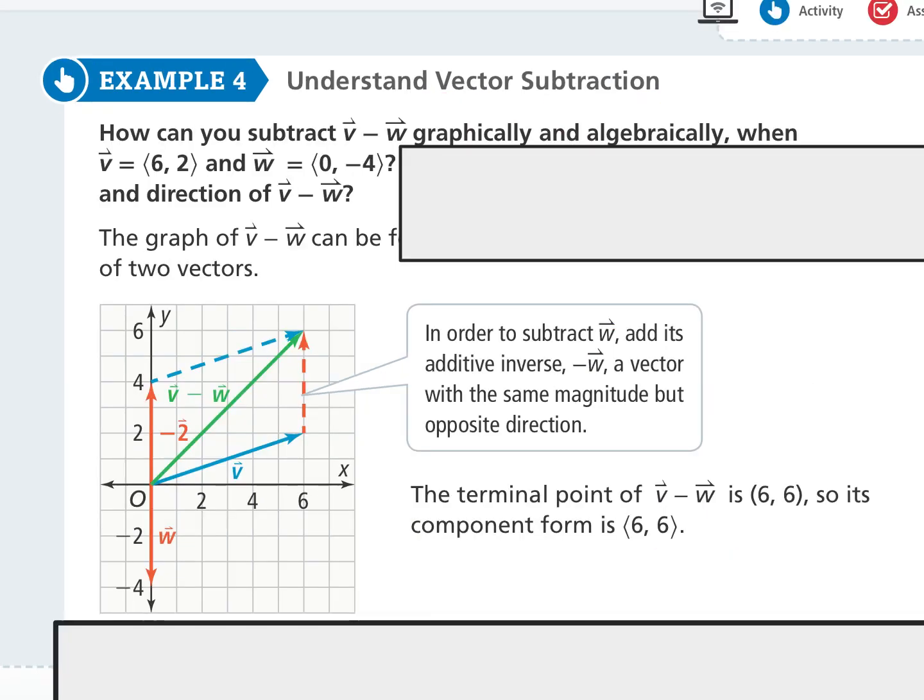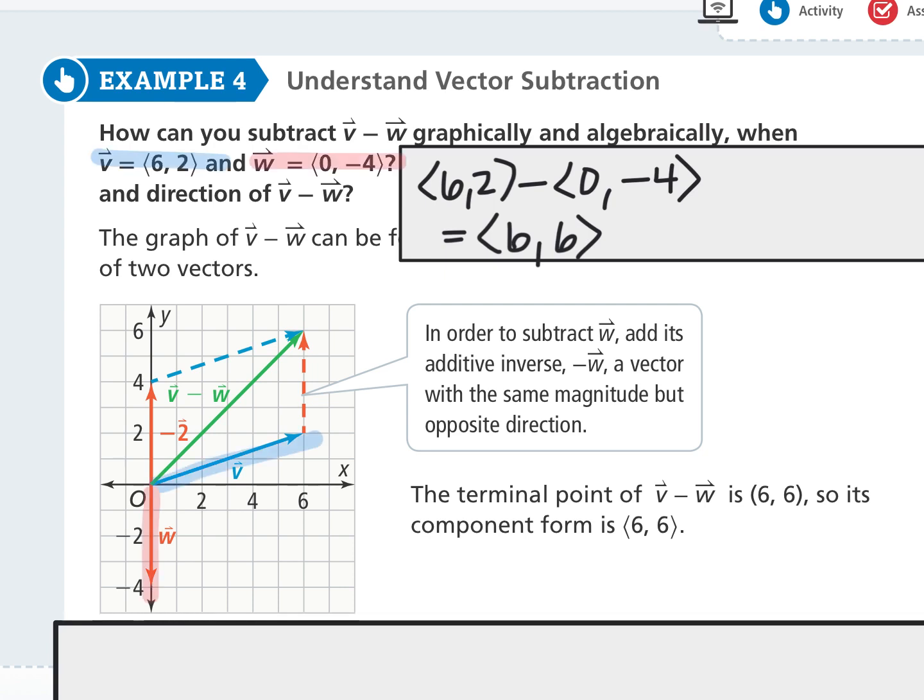So we're going to note that vector subtraction actually works very similarly. If I subtract the vector 6, 2 minus the vector 0, negative 4, we can assume or guess that this answer is probably going to be 6, and then 2 minus negative 4 would give me another 6. Graphically, when we look at it, we're going to see two things.